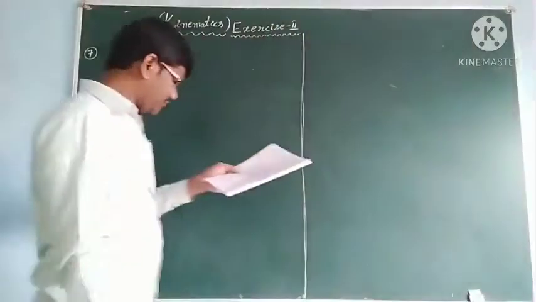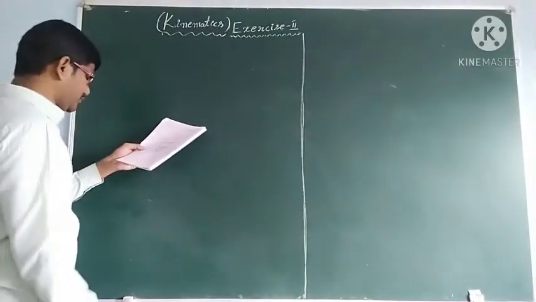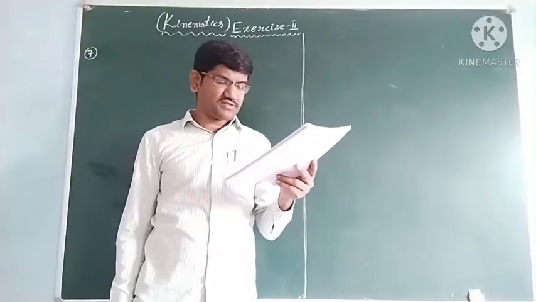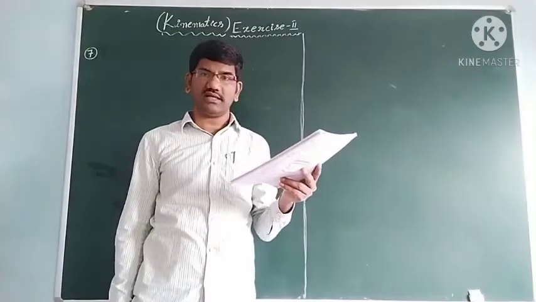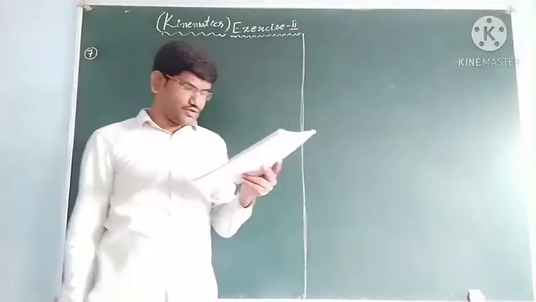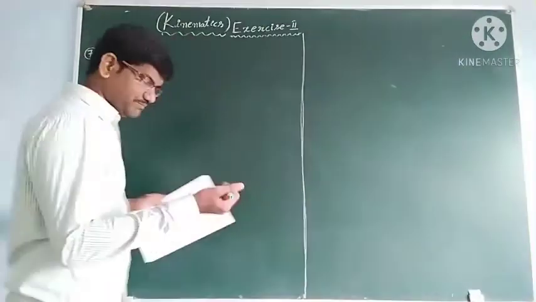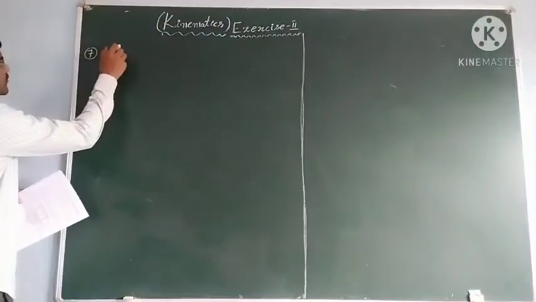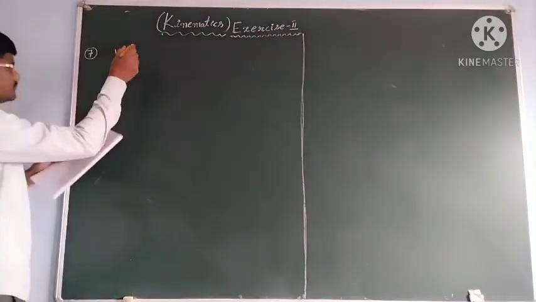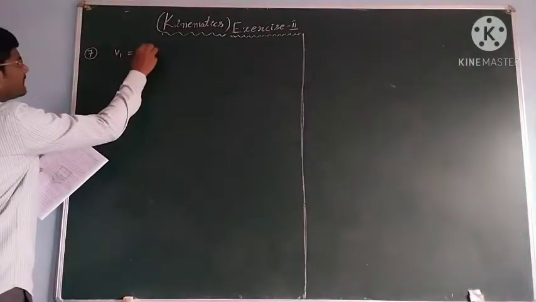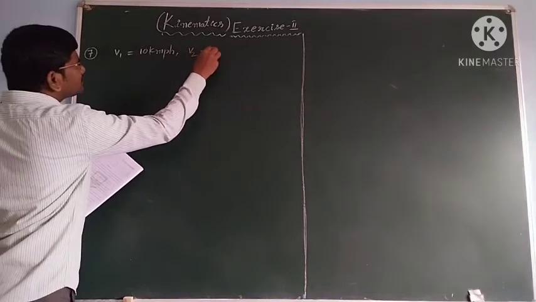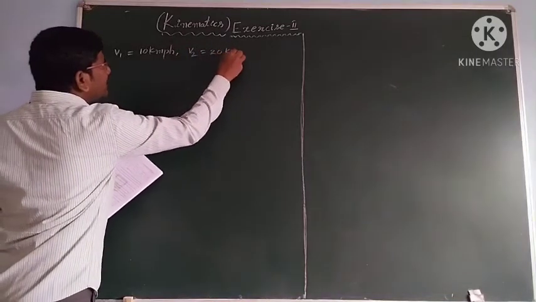Okay students, now see, the next problem is the 7th problem. A boy travels with speeds 10 km/h, 20 km/h, 30 km/h for successive journey distances in the ratio 2:1:3. So what is given? Different speeds are given. V1 is 10 km/h, V2 is 20 km/h.